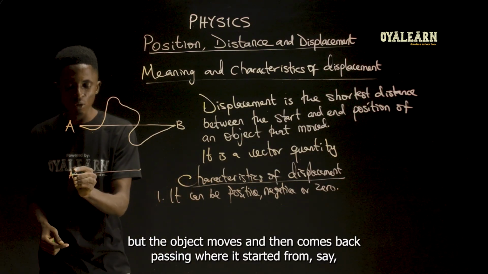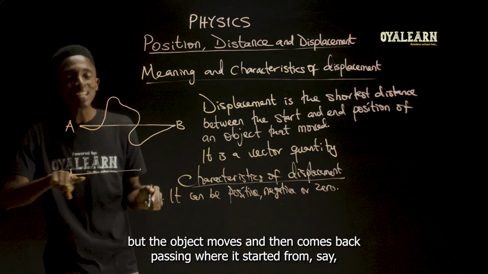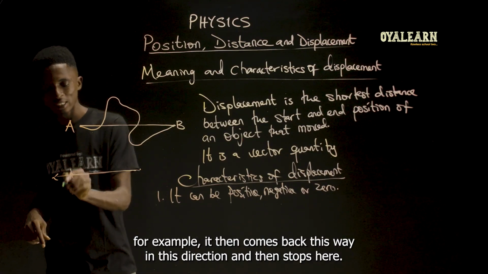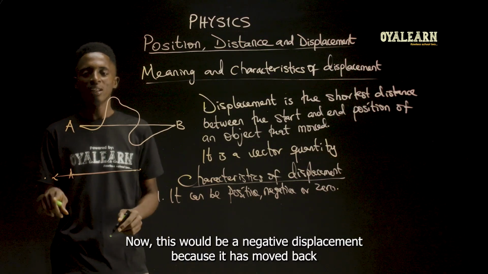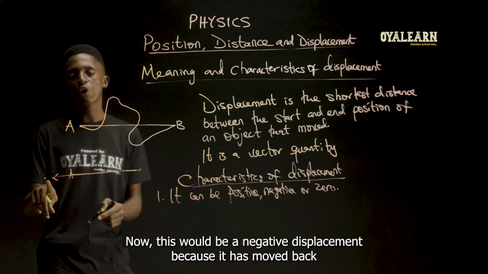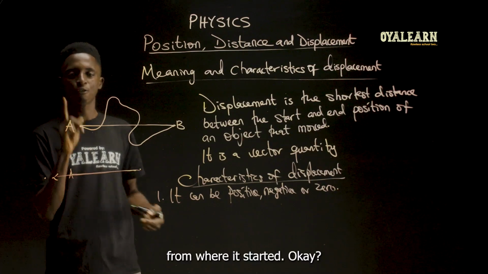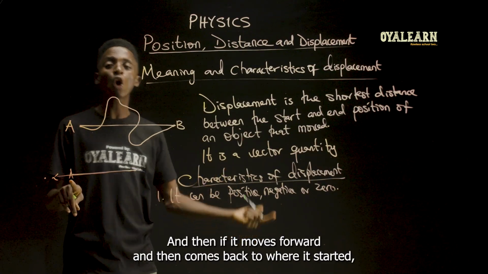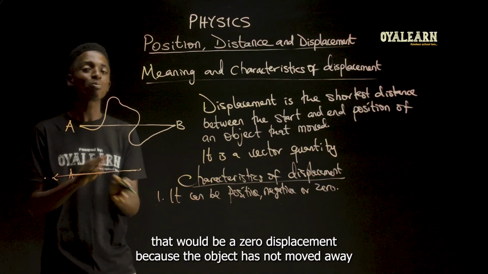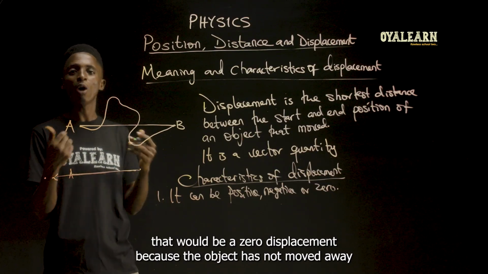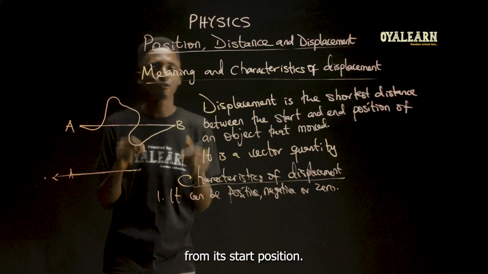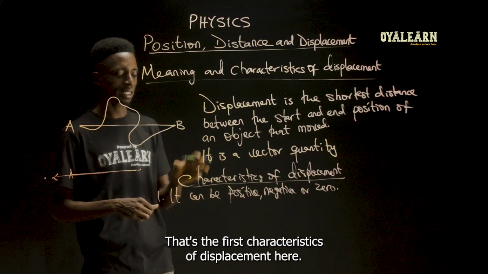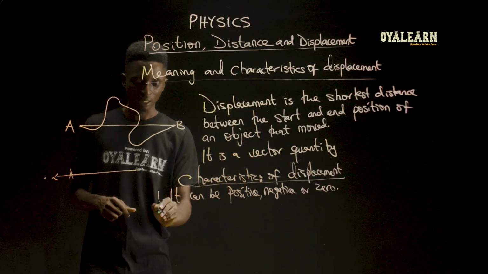But if the object moves and then comes back passing where it started from, say for example it comes back this way in this direction and then stops here, this will be a negative displacement because it has moved back from where it started. Okay, and then if it moves forward and then comes back to where it started, that will be a zero displacement because the object has not moved away from its start position. That's the first characteristic of displacement here.